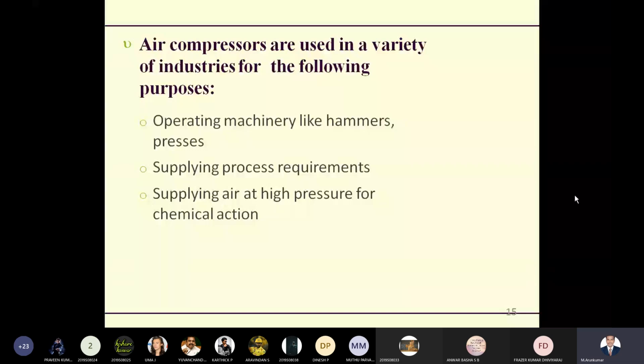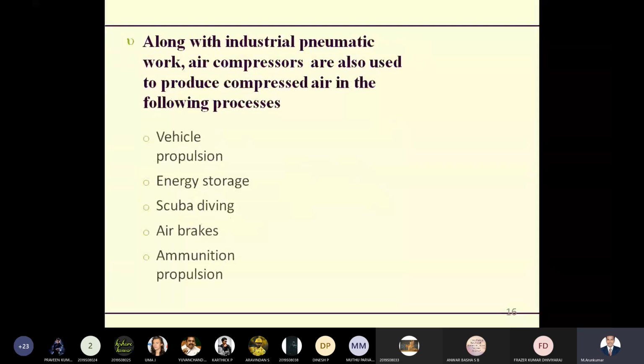One is operating machinery like hammers, presses, etc. Then the compressors are also used for supplying process requirements. The supply chain management can be controlled with these compressors. Then supplying air at a high pressure for chemical actions also requires these air compressors in industries. And along with industrial pneumatic work, air compressors are also used to produce compressed air in the following processes.